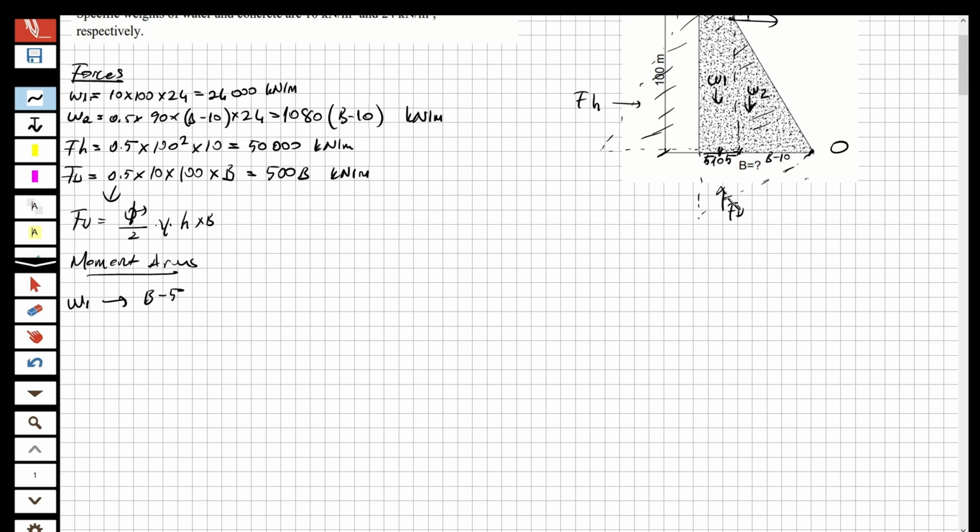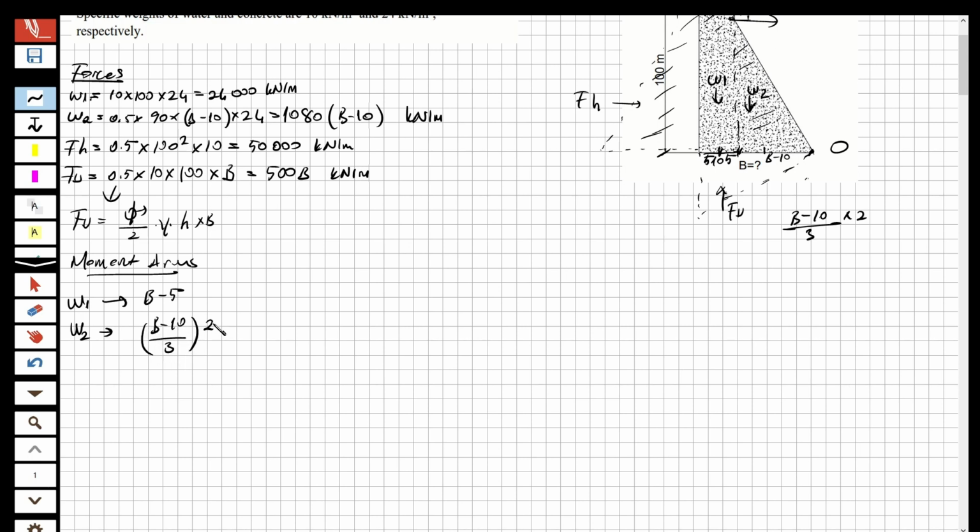So for W2, look at here, W2 is here, it's a triangle. If you remember, the center of gravity for a triangle is at 2/3 of the triangle. So this is B minus 10, look at here, this point, this length, B minus 10. We are going to divide it by 3 and multiply by 2. So for W2, it's going to be (B minus 10) divided by 3 multiplied by 2.